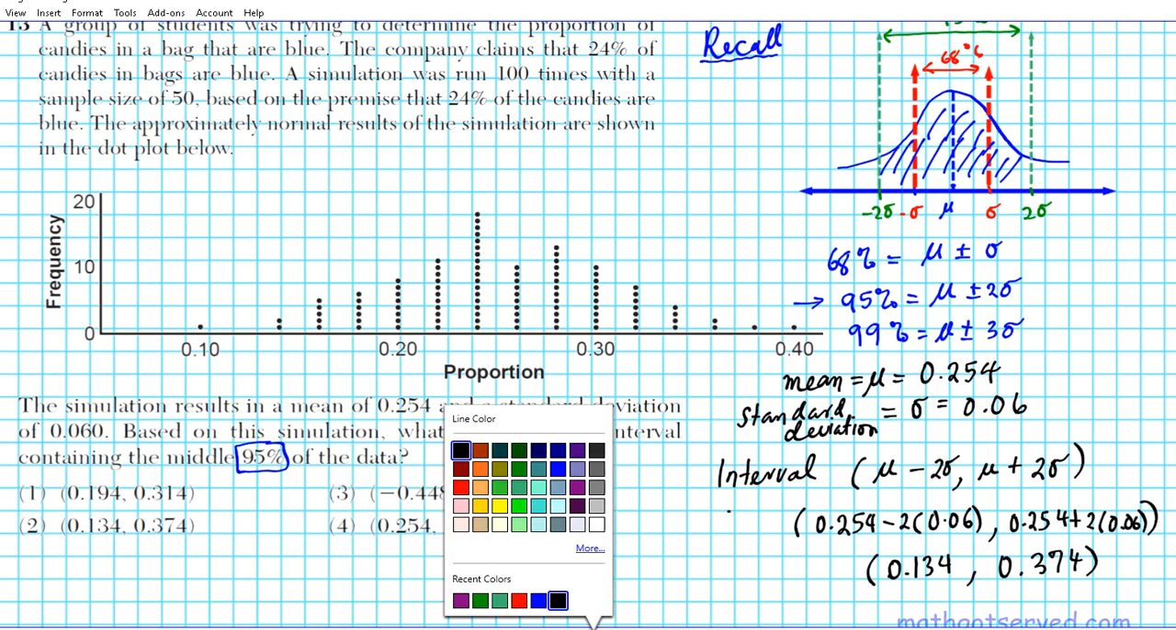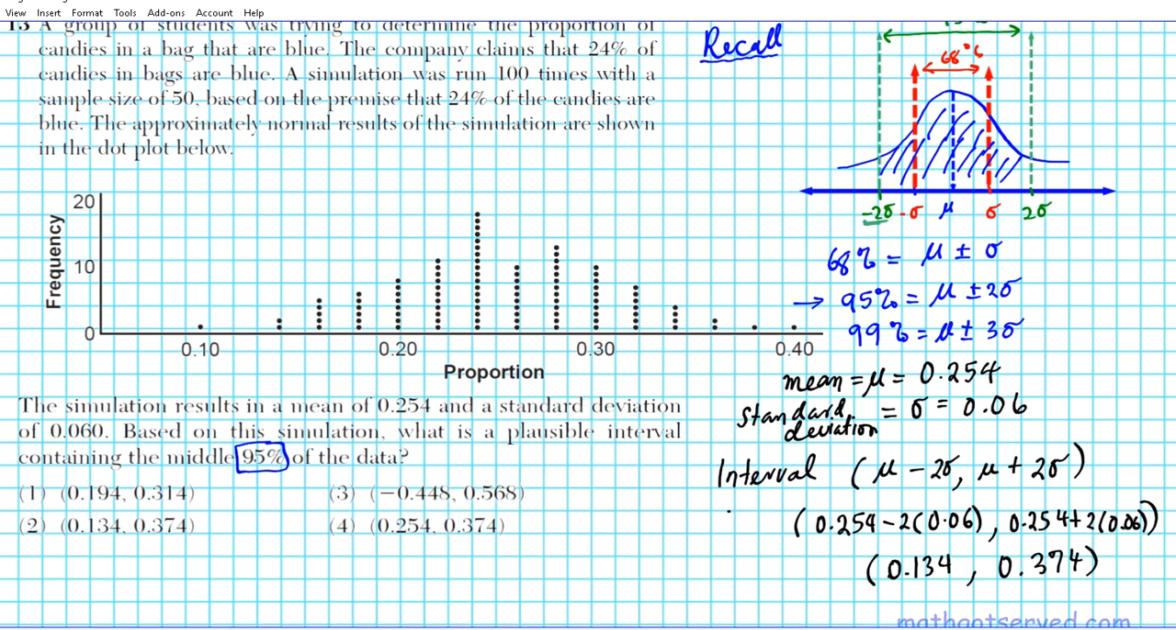Alright, so graphically, what's the significance of what we just did? Well, what we just did just shows that this lower bound here that we have, this value, is 0.134 for this particular problem, and the upper bound value right here is 0.374. The correct answer to question number 13 is option number 2.